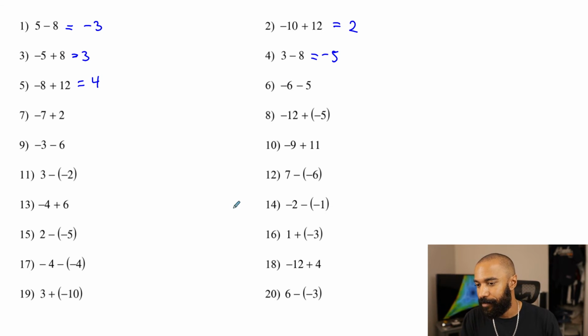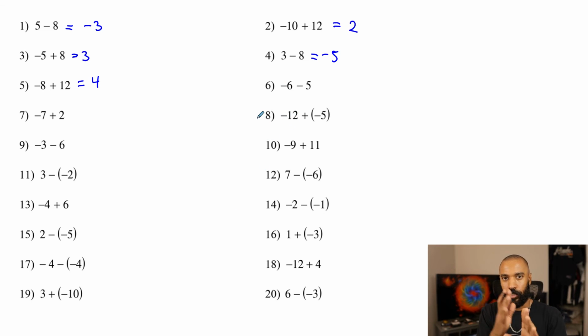Number 6, -6 minus 5. Start negative, go further negative. Left, then left. This is like addition. It's like 6 plus 5, but the result is negative. 6 plus 5 is 11. Your answer here is -11.